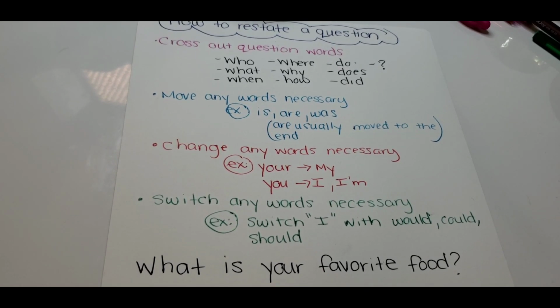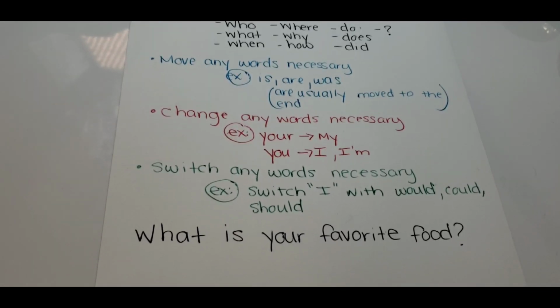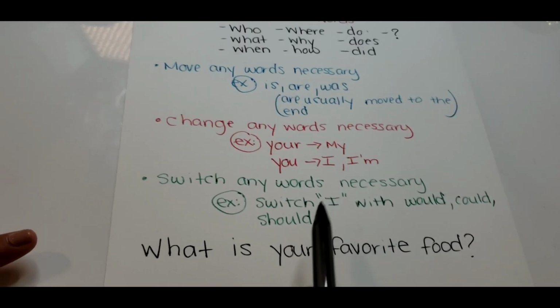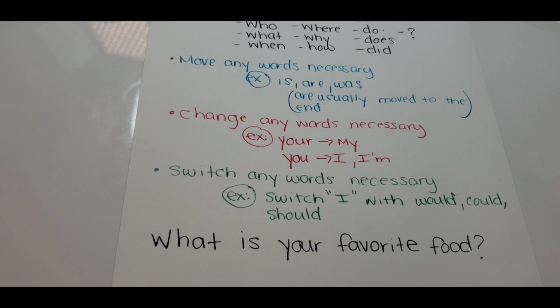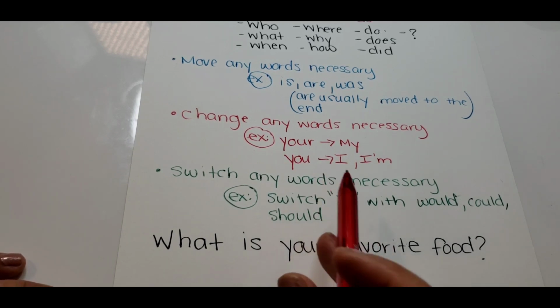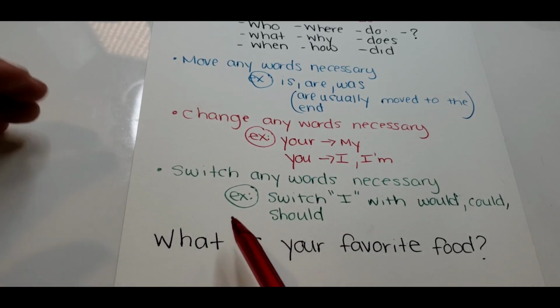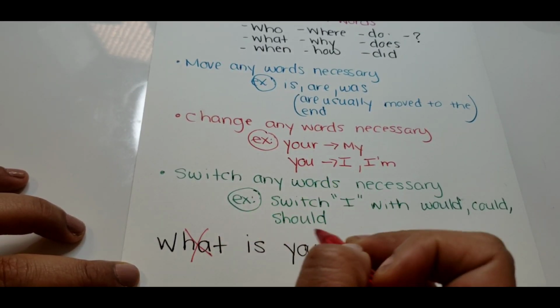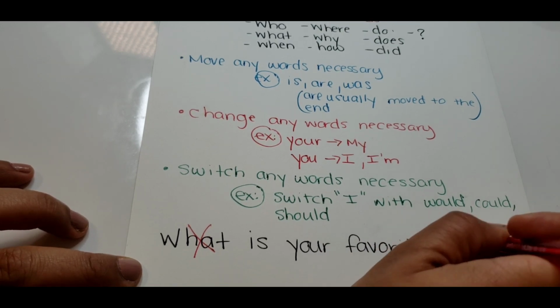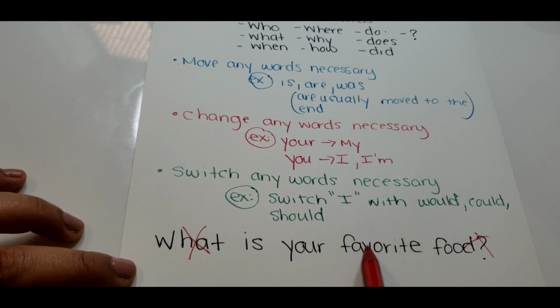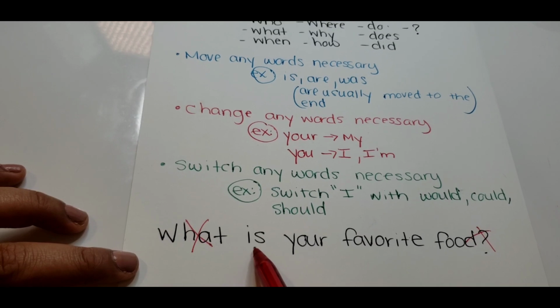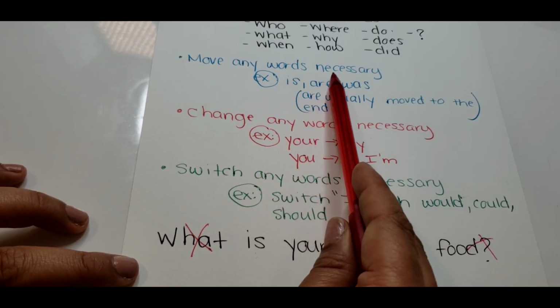Now I'm going to go through an example for you. For example, if our question was, what is your favorite food? I know that I need to cross out the question words first. Let me switch my pen color so we can see what we're doing clearly. So my first step is to cross out any question words. Here are my question words. So I know I have what is a question word and the question mark. So I'm going to cross those two things out. I don't have any more question words here, so I'm just going to move on and see what I have to do next. I noticed that the word is here, and up here it says move any words necessary.